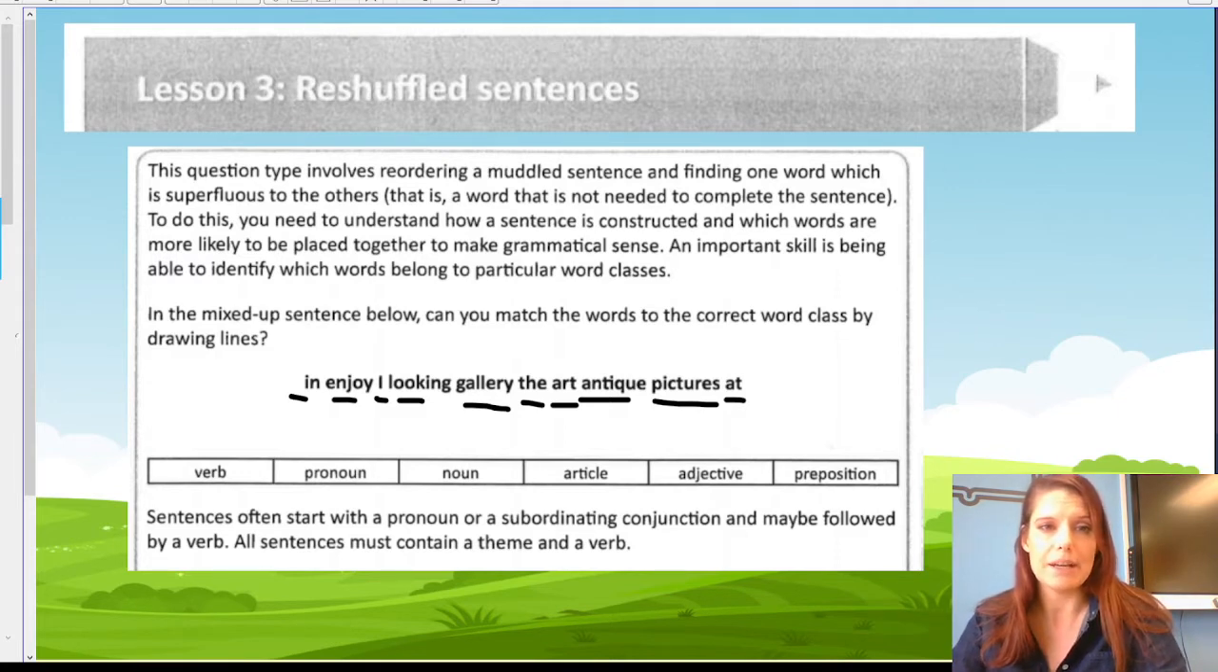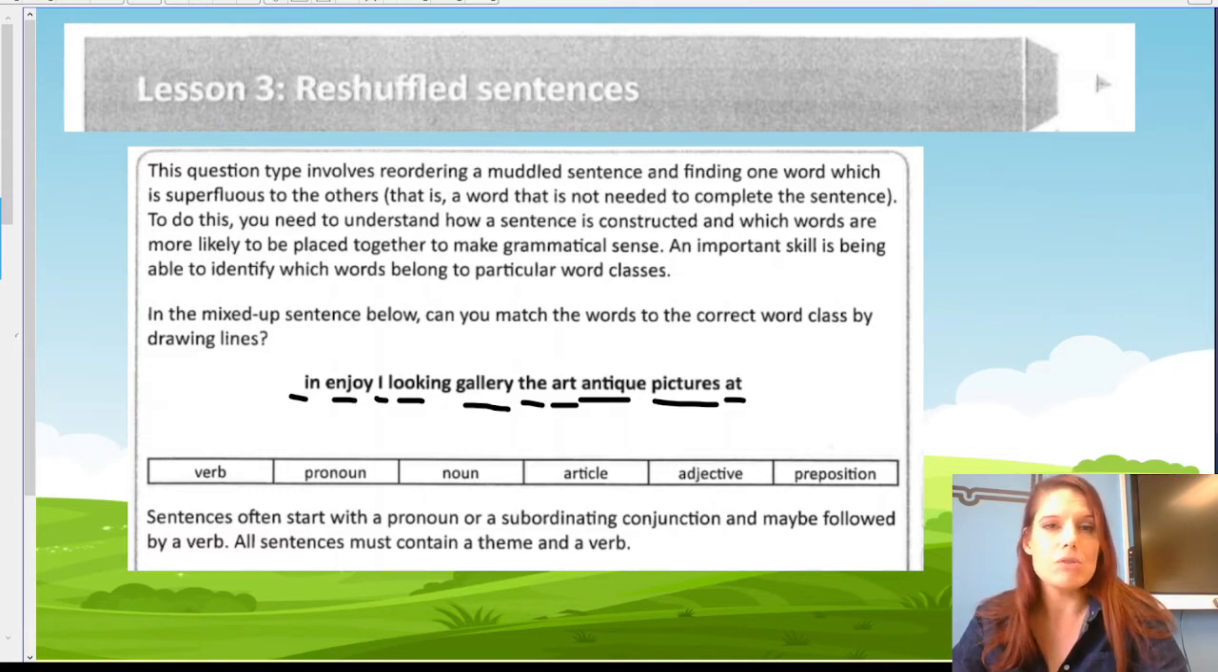and understanding. Now, this question type involves reordering a muddled sentence and finding one word which is superfluous, there's one for your word and meaning books, to the others. It means it's a word that is extra and not needed to complete the sentence. I really quite like that word, superfluous.